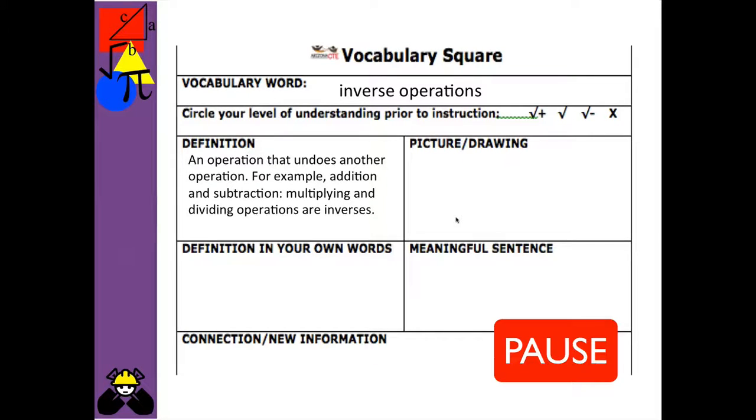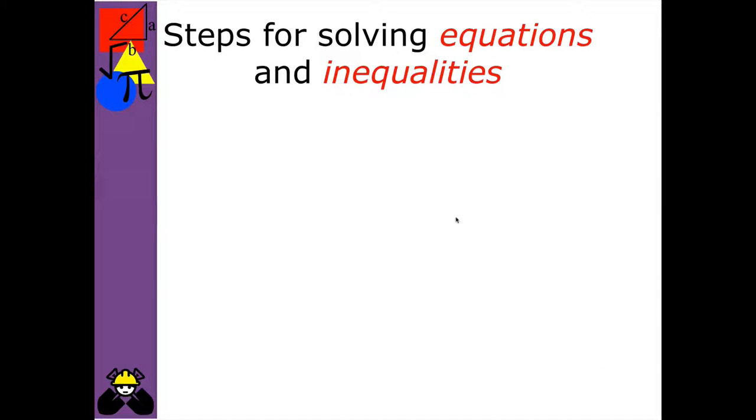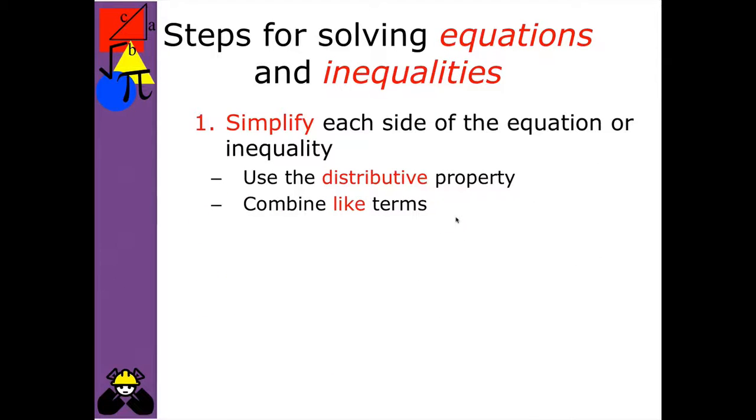Teacher, pause the video until students have had a chance to complete. Welcome back. All right, here are the steps for solving equations and inequalities. Step number 1 is to make sure that you simplify each side of the equation or inequality. So use the distributive property, combine like terms. That's step number 1. We're going to simplify by using the distributive property and combining like terms. Fill in the missing terms on your note taker.